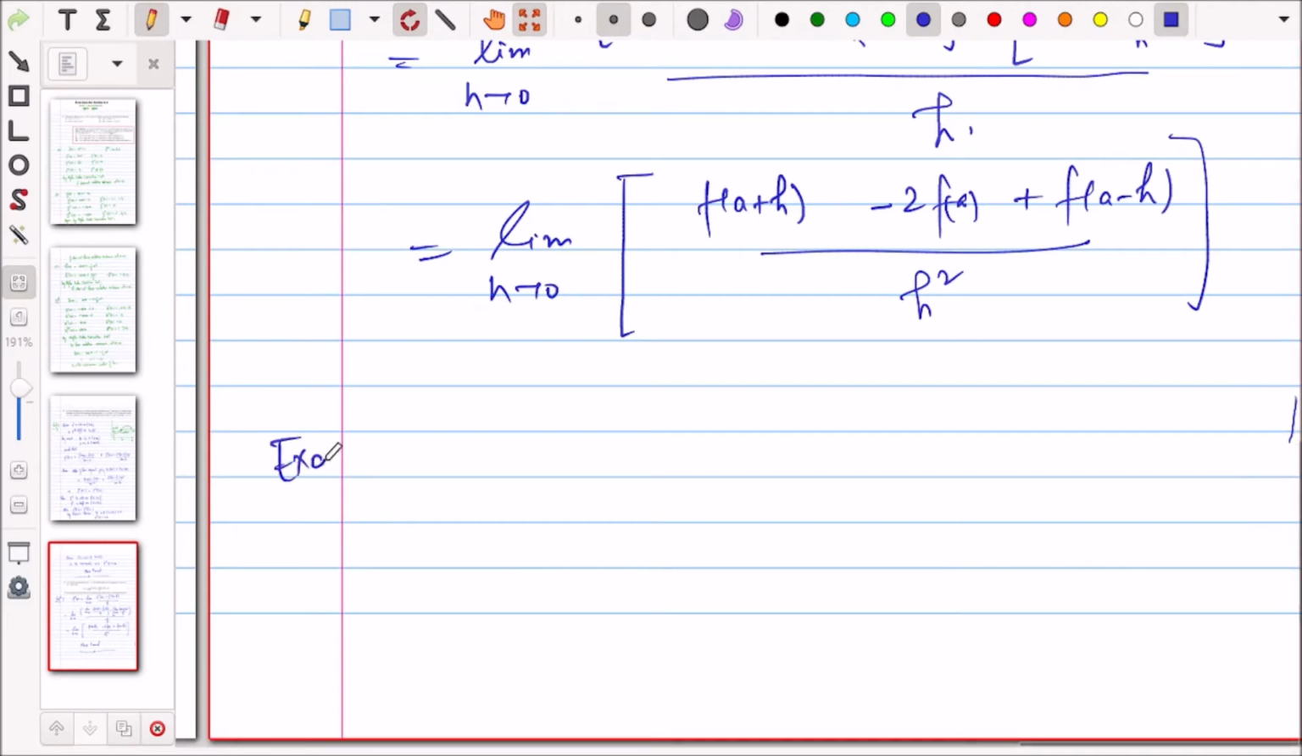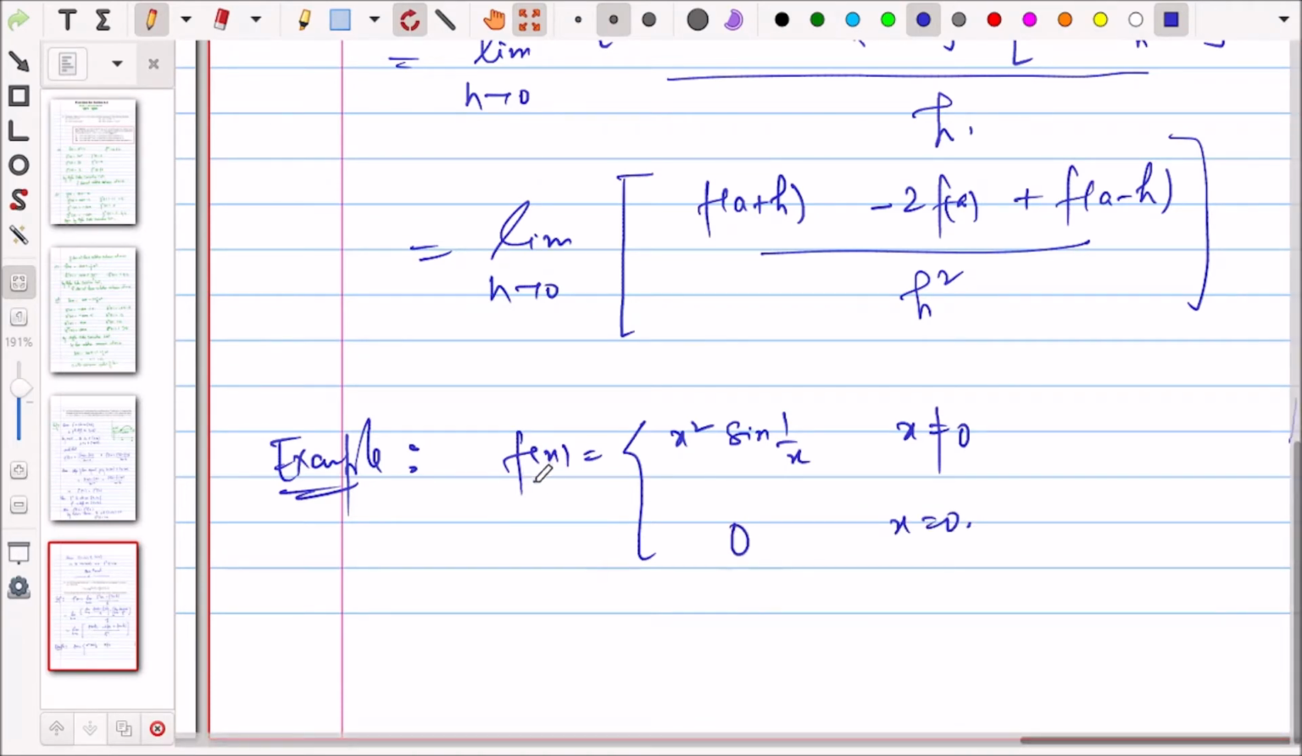Let us give the example. The example is the function that we have done in one of our classes. You all have seen this function: f of x equal to x square sine 1 by x if x is not equal to 0, and 0 if x is equal to 0. We know about this function that its derivative exists at every point, but the derivative is not continuous and hence cannot be differentiable. So we are going to use that fact. First we observe that this limit exists. So a equal to 0.